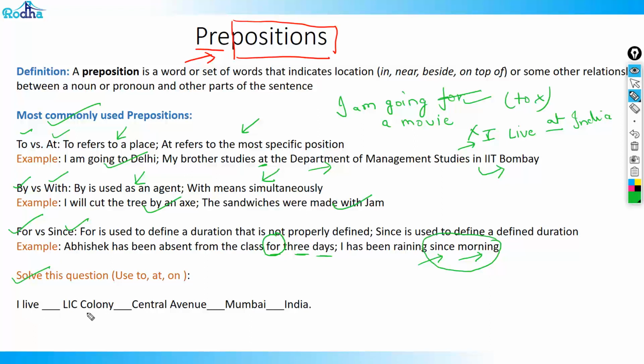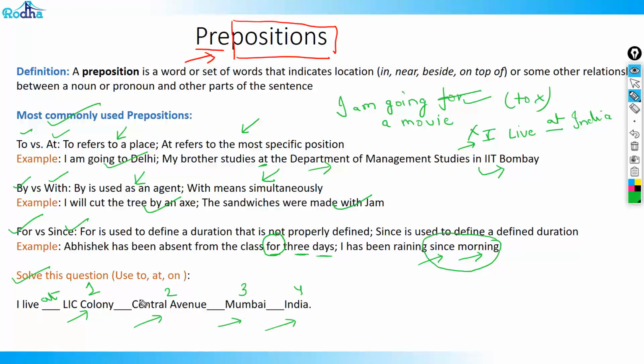Now, the point of this question is for you to understand the role of preposition in any sentence. If you look at this sentence, it has 4 elements. Element number 1, element number 2, 3 and 4. Now, as I told you when I was explaining you at, which element is the most specific amongst India, Mumbai, Central Avenue and LIC Colony? The most specific is LIC Colony, so I'll put an at to it.